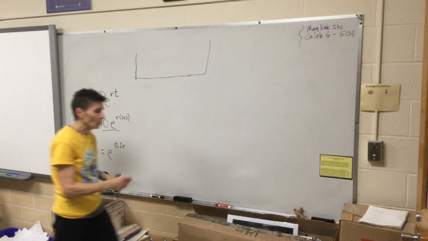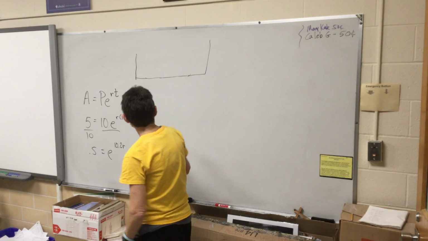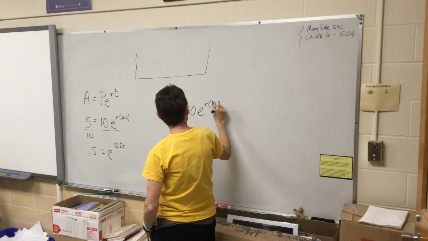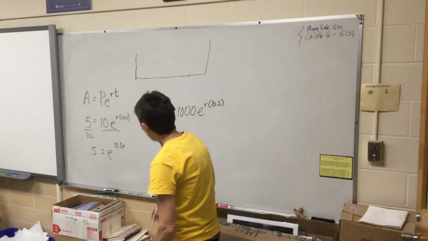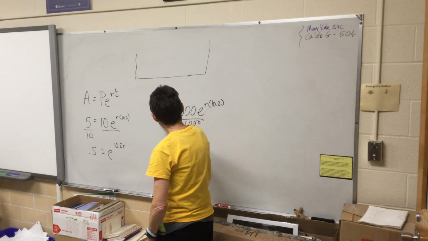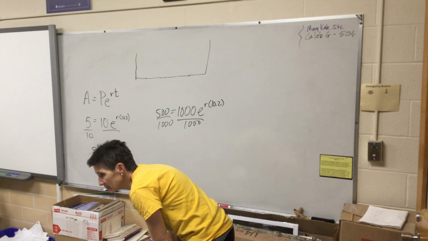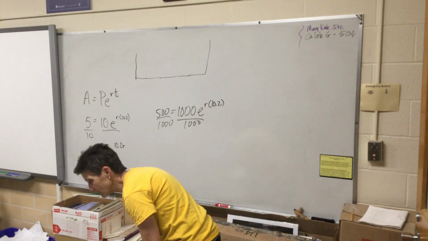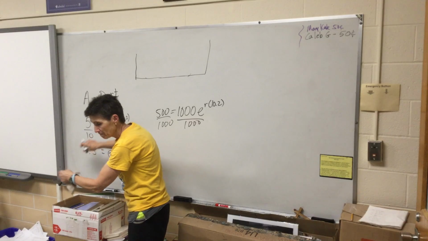So let's suppose you started with 1,000. Then you would be ending up with 500. What's going to happen when you divide by your 1,000? Aren't you going to get exactly the same equation? So the point is, it doesn't matter what you start with. Pick something to start with and then end up with half of it.